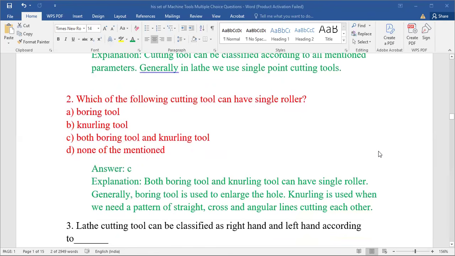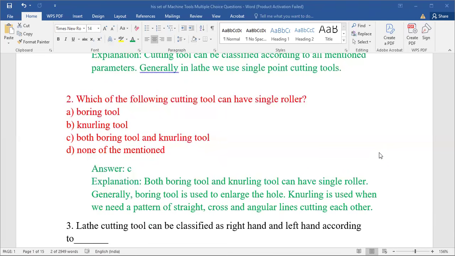Which of the following cutting tools can have a single roller? Boring tool, knurling tool, both boring tool and knurling tool? See here, the answer is C, both knurling and boring tool. Generally, boring tool is used to enlarge the hole. Knurling is used when we need a pattern of straight, cross, angular lines cutting each other.